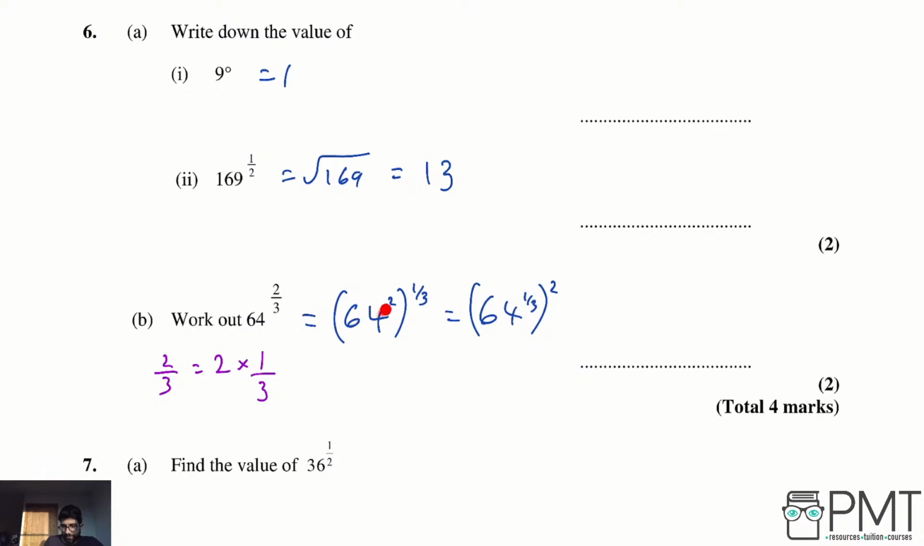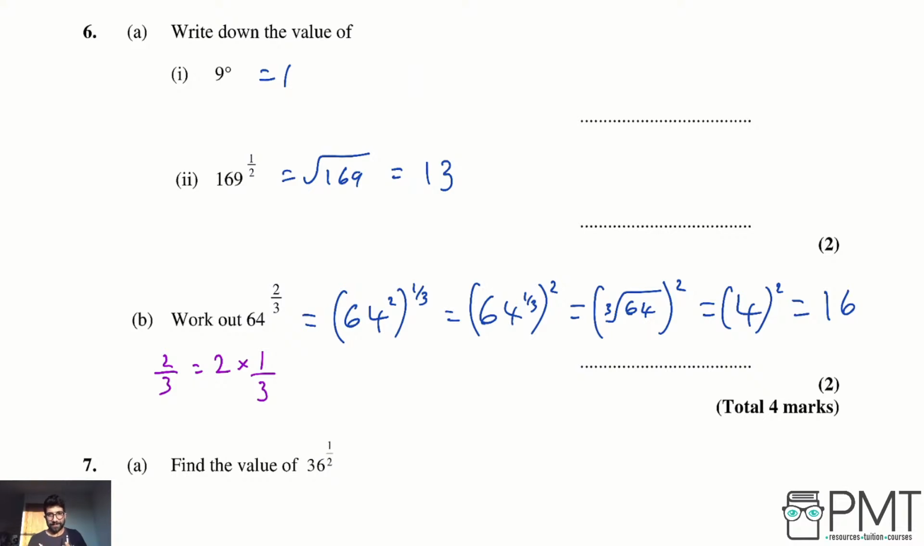Otherwise, you would need to find the square of 64 and then take the cube root, which is not going to be very easy to do without a calculator. So let me rewrite this as the cube root of 64 all squared. And then you can recognize the cube root of 64 as 4. You square it, so it becomes 16.